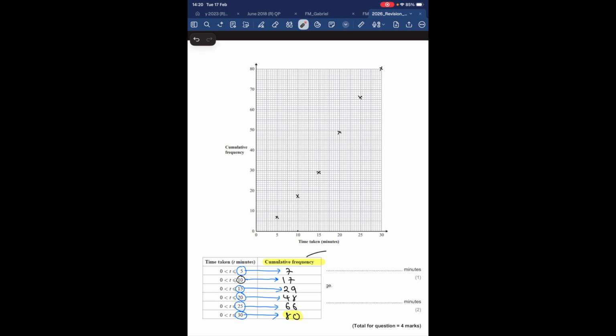Now, if I join these points up with a smooth curve, I'm going to end up with the cumulative frequency curve, which is what we were after. The smoothest possible curve that we can get. The main thing to realize is that this is not a bar chart.